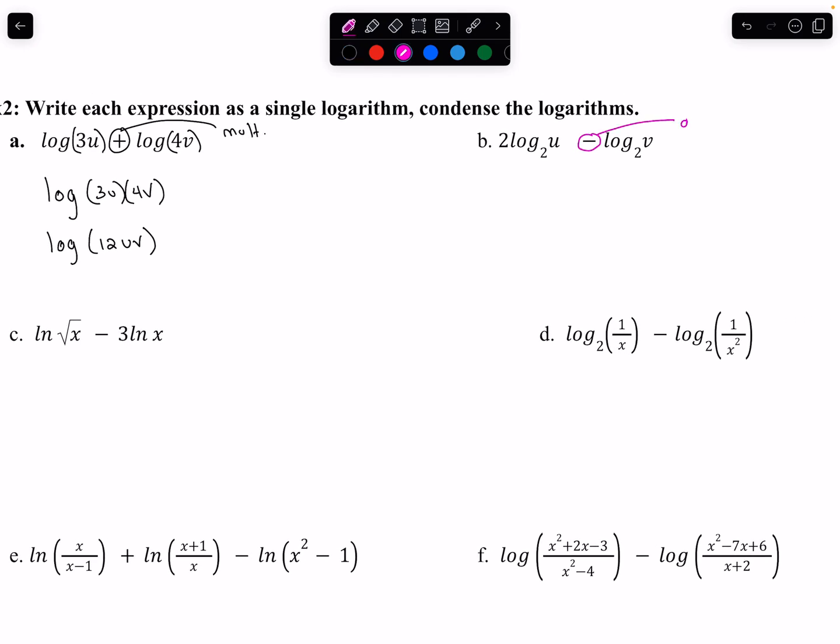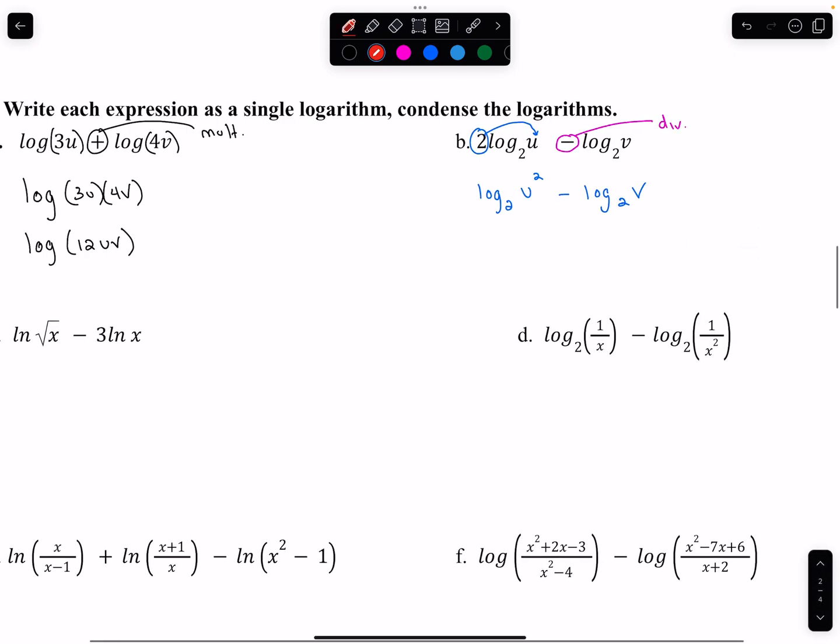Subtraction is going to imply division, okay? I'm going to look at that, and I'm also going to see, okay, well, there's a 2 in front, that should be an exponent. So I'm going to take care of that one first. So I'm going to say, okay, this is log base 2 of u squared. So there's nothing in front of the log, minus log base 2 of v. Okay, cool. All right, and now I'll hit the subtraction sign there. That implies division. So writing with one log, so log base 2, and it's going to be u squared over v.